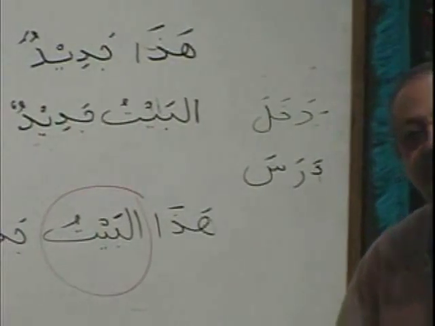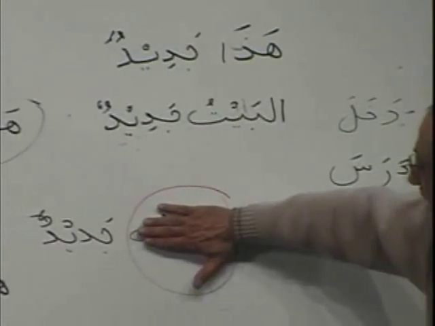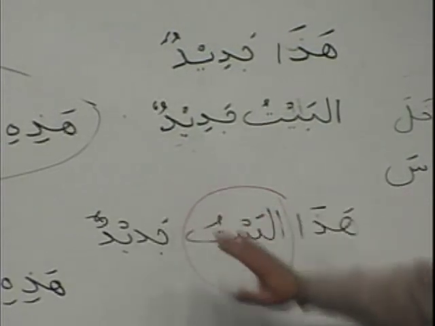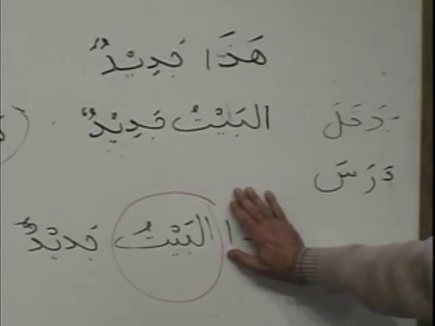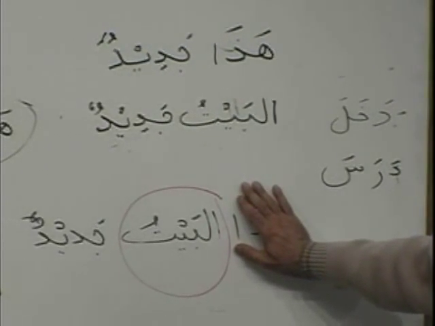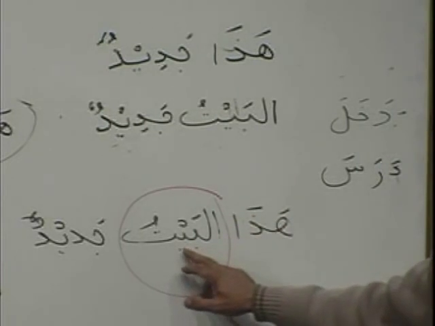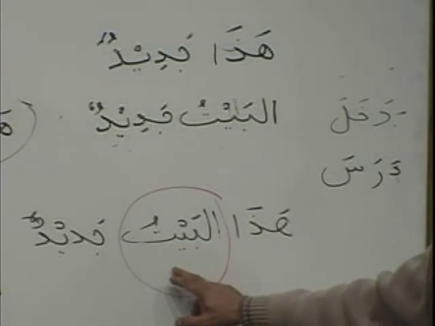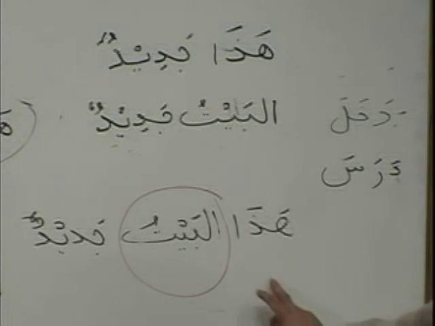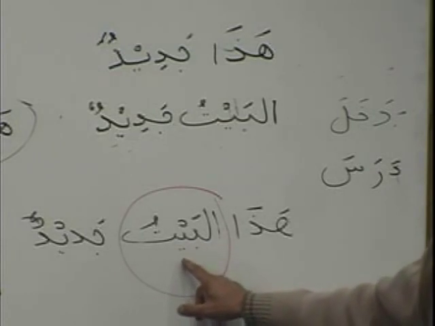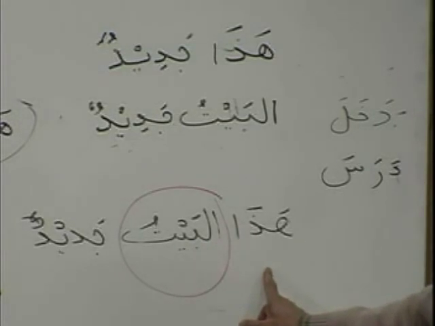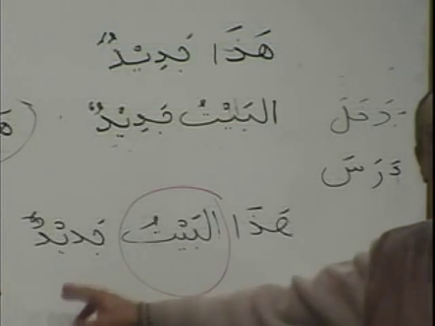How do I explain that it is a substitute? Brother, if I put my hand on al-bayt, what is left? Hadha jadid. So if I remove al-bayt, it still makes sense. And if I do this, al-bayt jadid, the sense is there. So in Arabic we say al-bayt is a substitute for hadha. We call it badal. Mubtada, badal. Badal of what? Hadha. And our khabar is there.